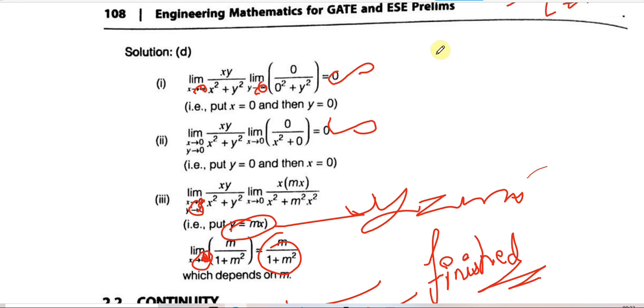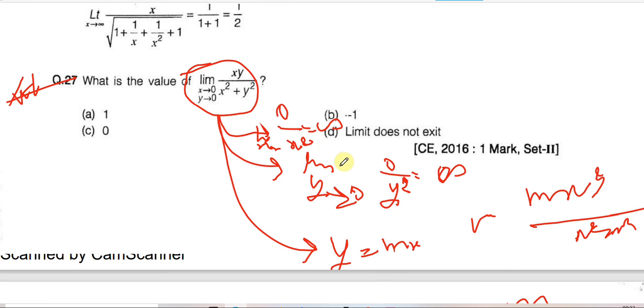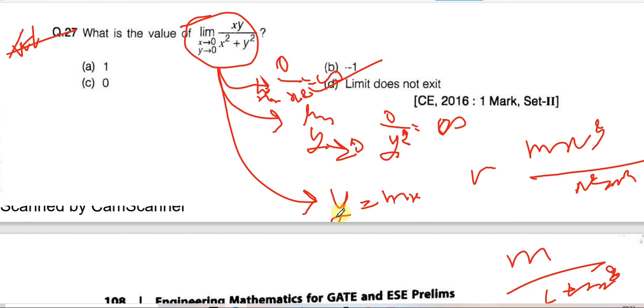Our final answer will be from this case 1, case 2 and case 3. If all three are coming equal, then only we will say that the limit exists and that will be the value of the limit. Otherwise the limit does not exist. So this will be the right answer, limit does not exist. So this is the important concept to keep in mind.